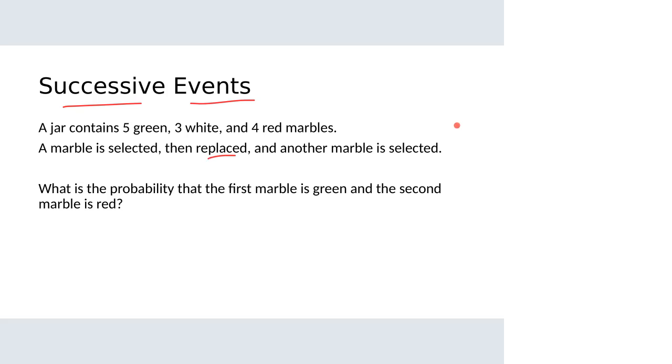And our question here is this: what is the probability that the first marble is green and the second marble is red? So I have successive events, one after another. So I need the probability of green followed by red. The way that we're going to answer this question is we're going to find the probability that the first marble is green. We are going to find the probability that the second marble is red, and we're going to multiply those together.